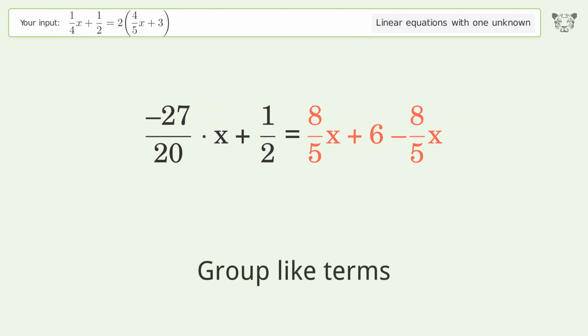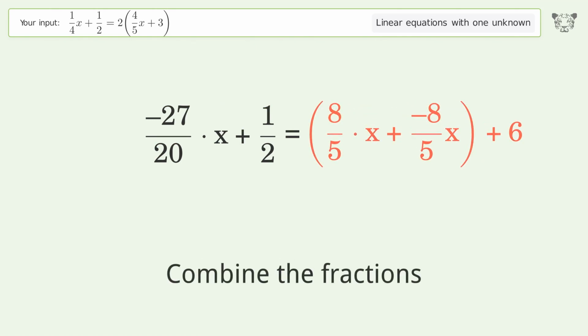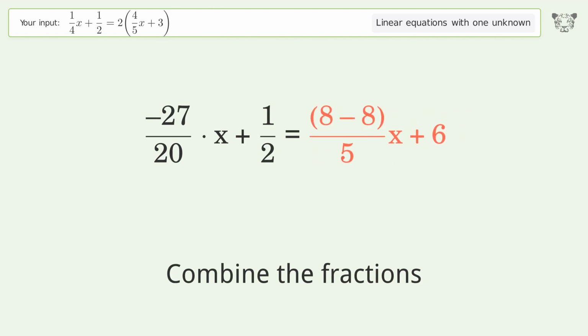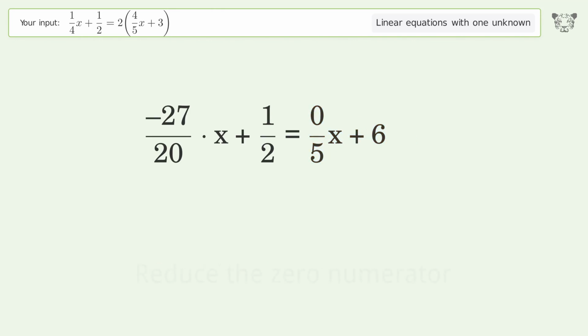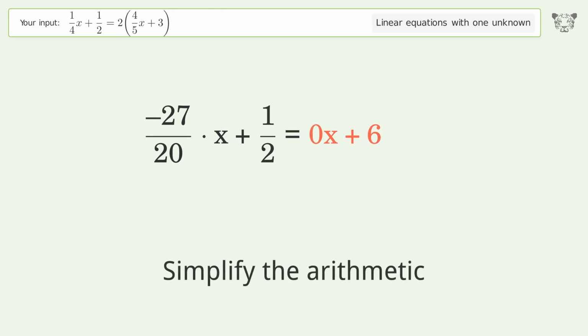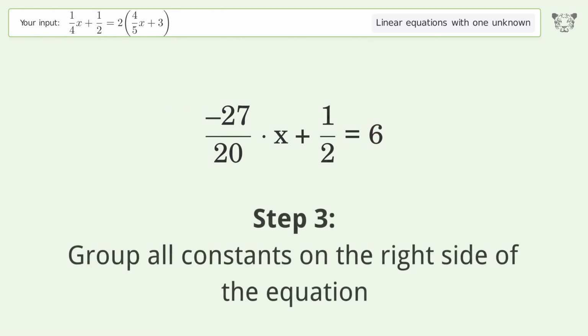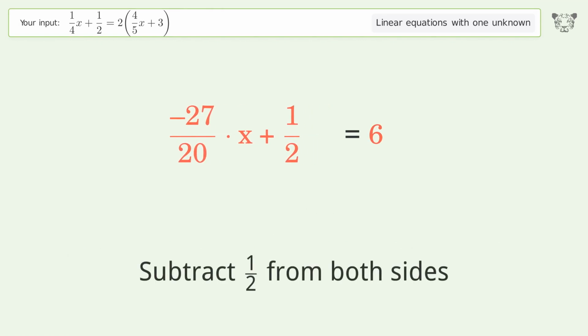Group like terms. Combine the fractions. Combine the numerators. Reduce the zero numerator. Simplify the arithmetic. Group all constants on the right side of the equation. Subtract 1 over 2 from both sides.